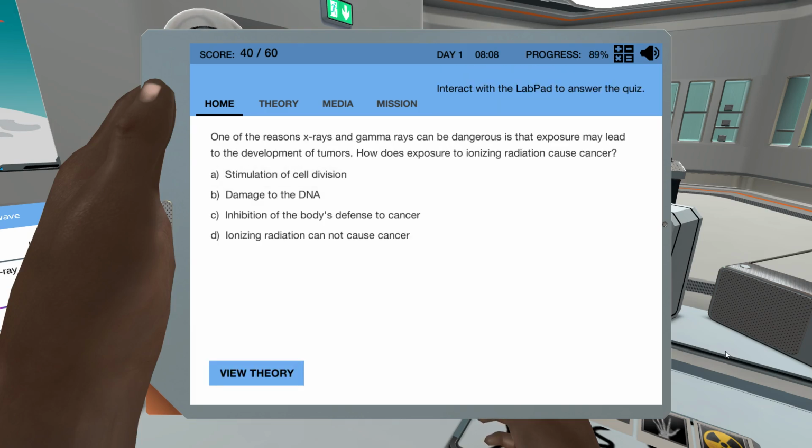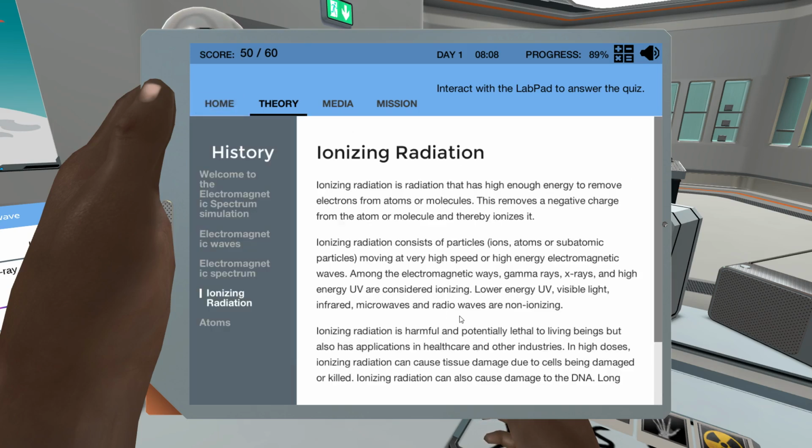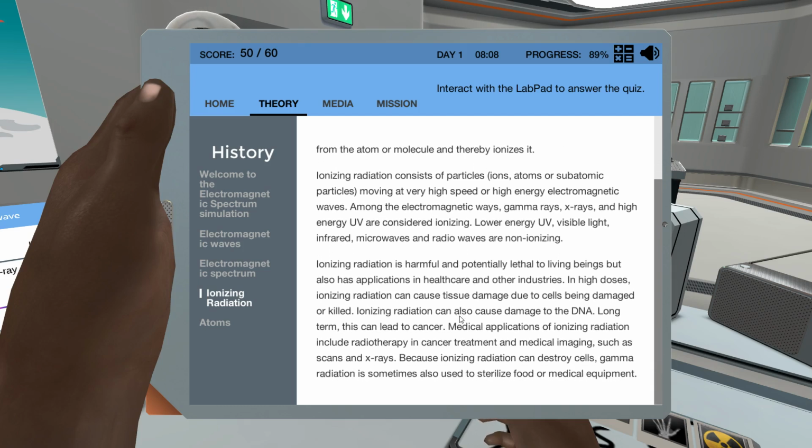One of the reasons X-rays and gamma rays can be dangerous is that exposure may lead to the development of tumors. How does exposure to ionizing radiation cause cancer? Well done. This is correct. Ionizing radiation can damage the DNA. Over time, errors in the DNA can cause cancer.